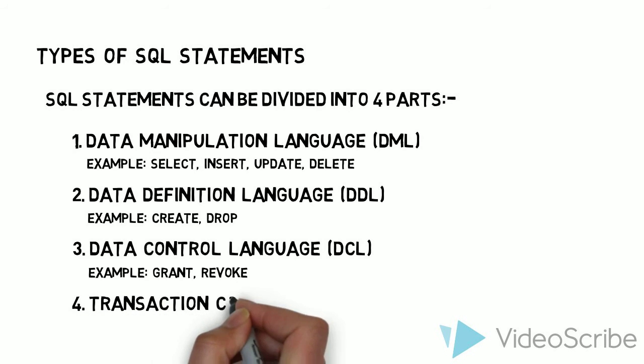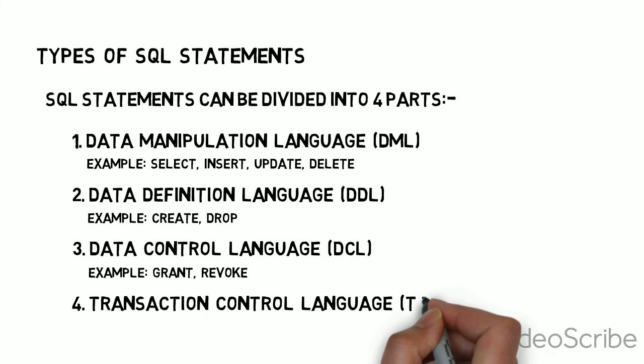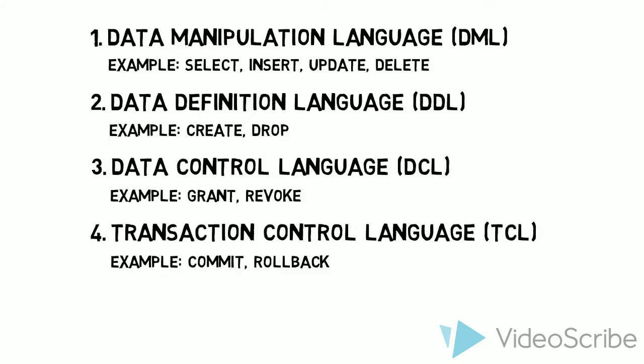Number four, transaction control language. These are built for performing a logical unit of function within the database and use one or more of the above mentioned SQL statements alongside to work. For example, commit and rollback. Mostly, you'll be dealing with DML and DDL statements.